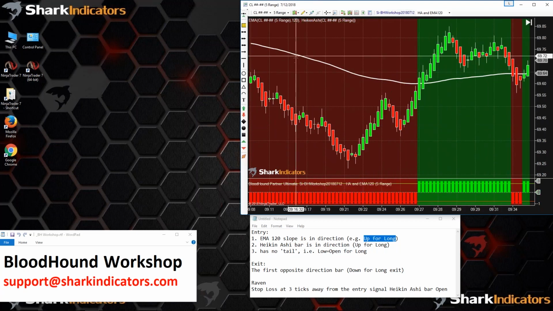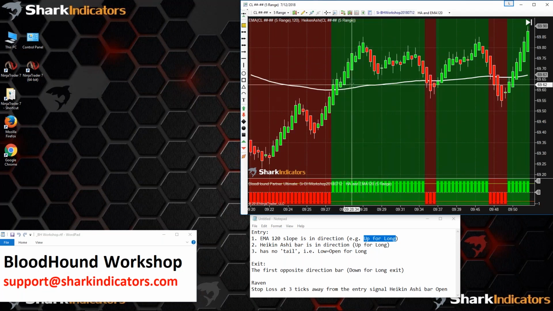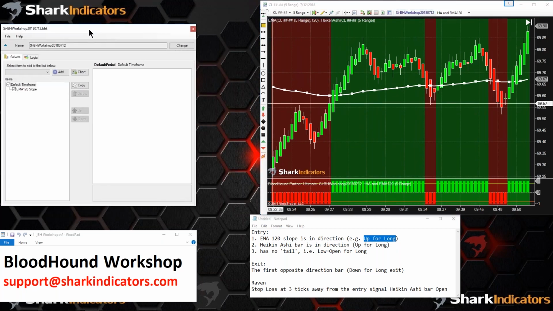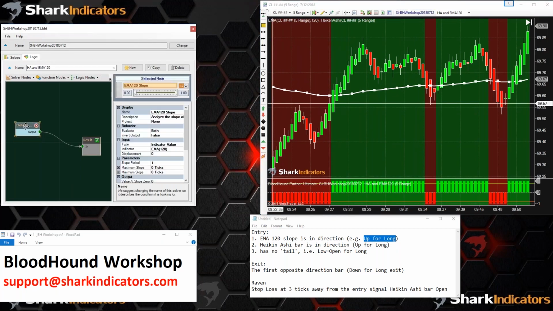Okay, so far we've added the slope of the EMA into BloodHound. So we can see clearly the slope is down. So BloodHound's giving us a short output, and when the slope is up, BloodHound is giving us a long output there. All right, so far so good, pretty easy. All right, let me get back over to our logic board here.